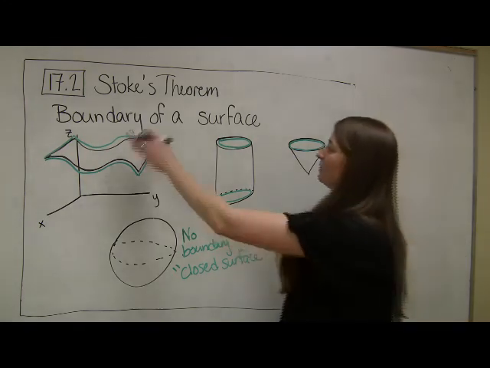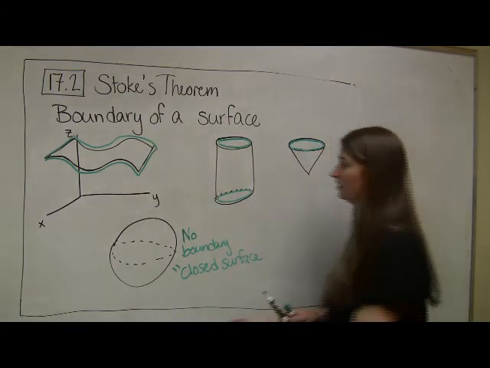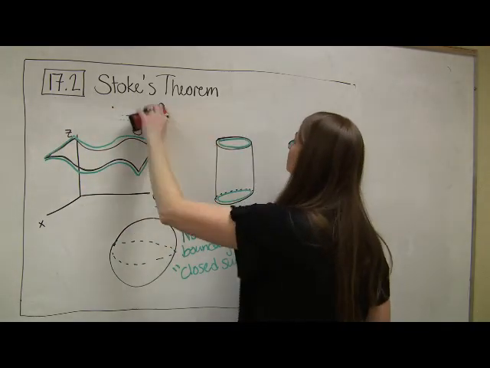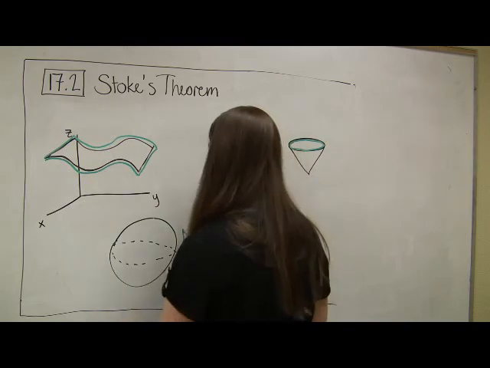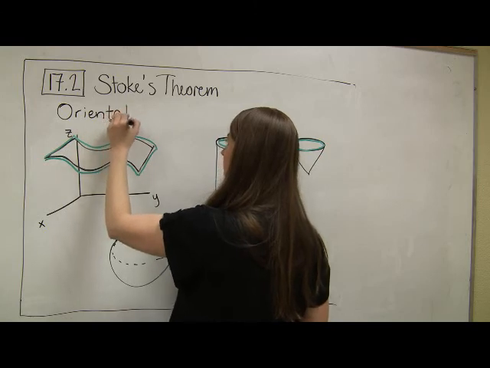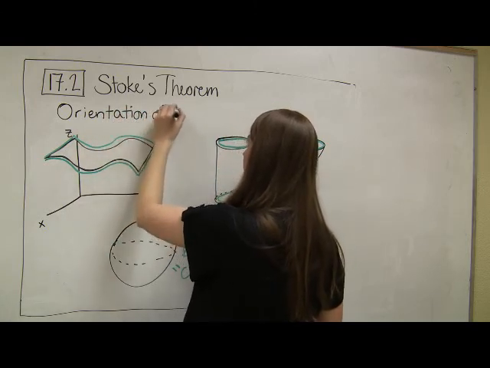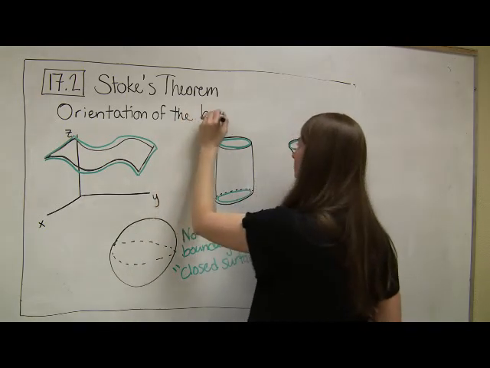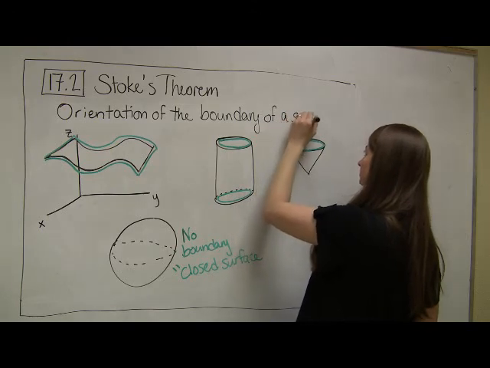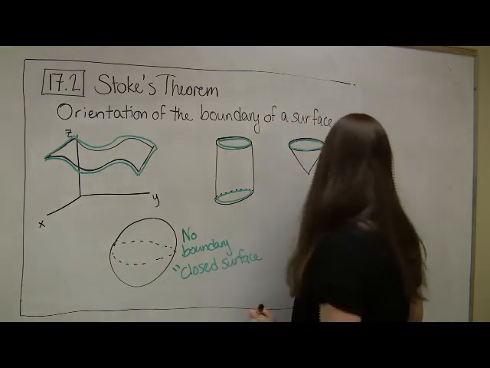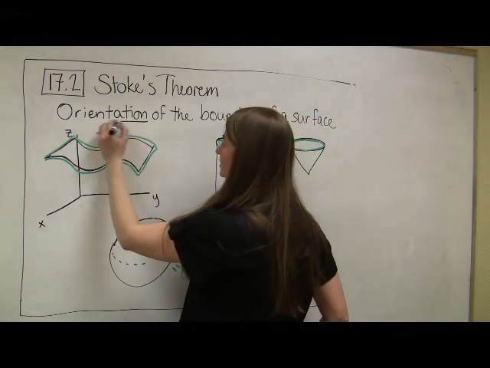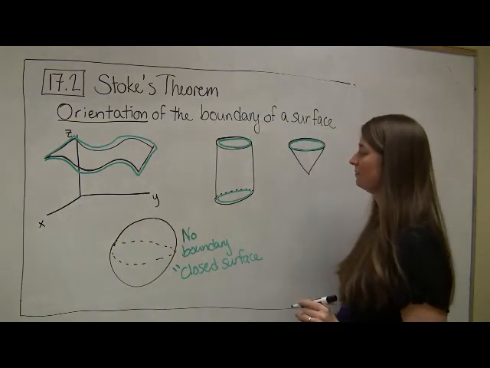So I promised you that we'd talk about boundaries of surfaces. Let's also talk about orientation of those boundaries. So to define the orientation of a boundary of the surface, I want us to recall what we saw back in R2.